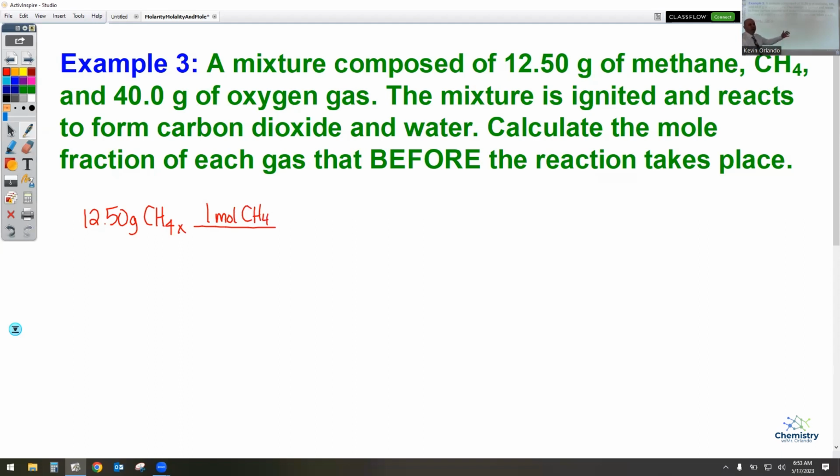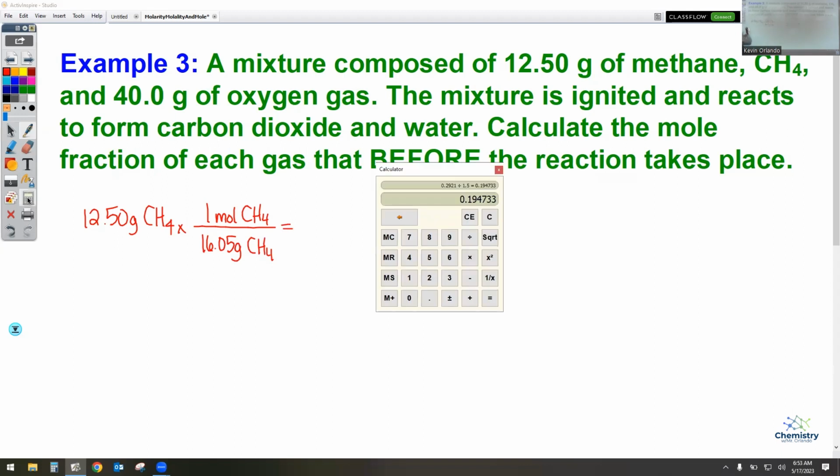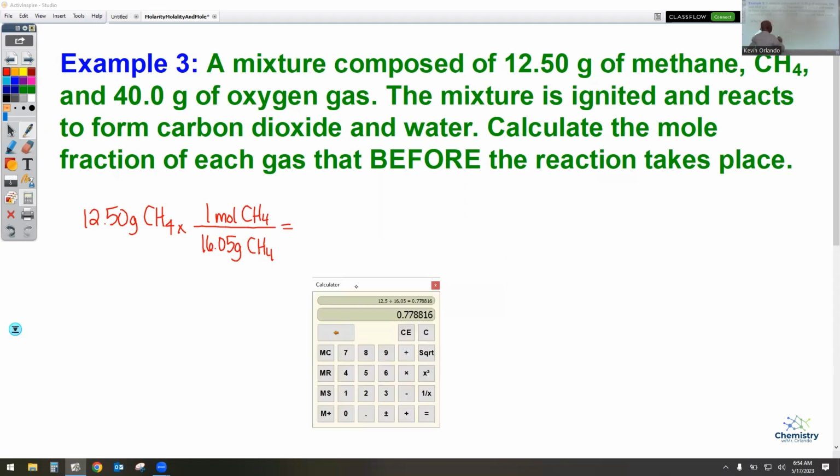Molar mass of methane gas off the periodic table is going to be 16.05 grams of methane. So we wind up getting 12.50 divided by 16.05, which turns out to be 0.7788 moles of CH4.